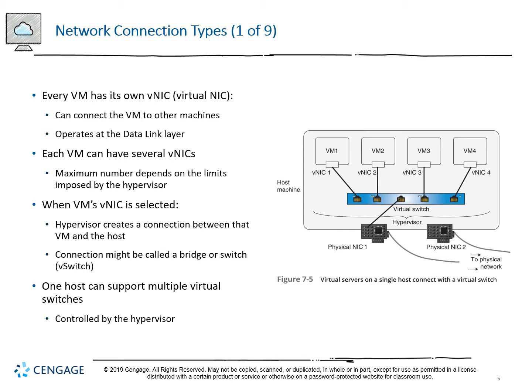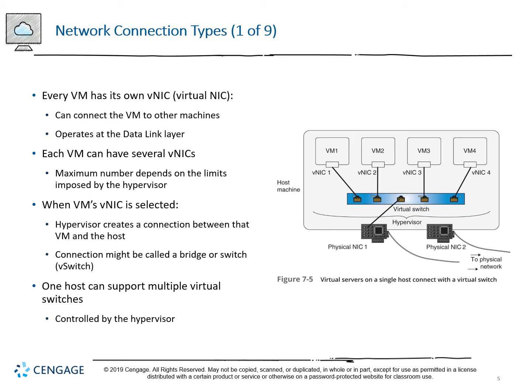Every VM also has what's called a vNIC, virtual NIC. Now this can connect the VM to other machines and operates at OSI layer 2. Each VM can have several vNICs, the maximum number depends on the hypervisor of course, and when the VM's vNIC is selected, the hypervisor creates a connection between that VM and the host. The connection could be called a bridge or switch, vSwitch.